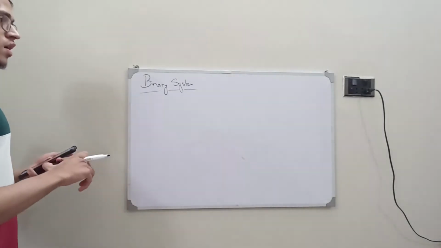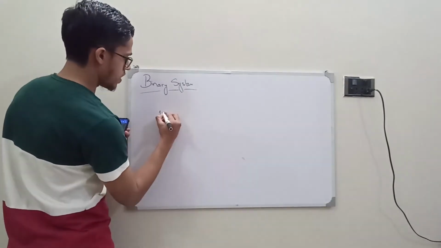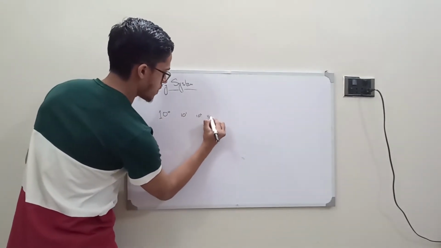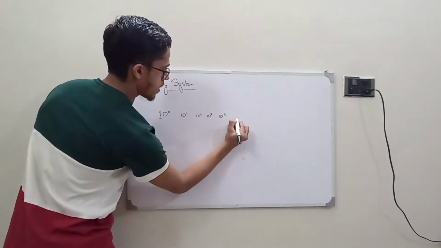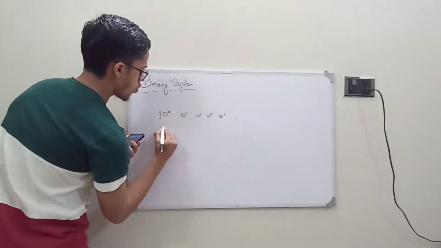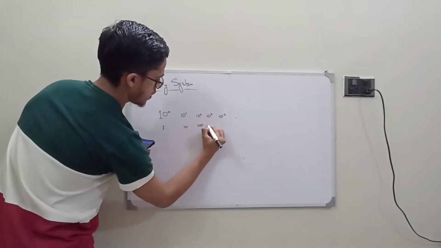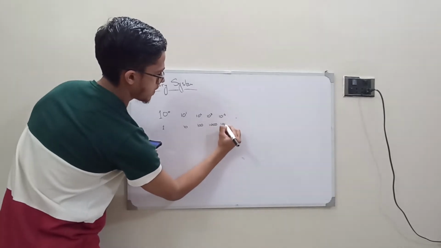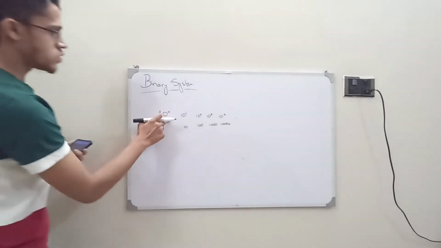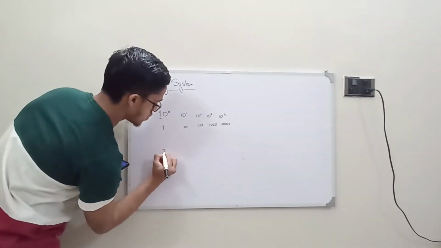I'm going to start with the base power of 10. I hope you are all familiar with it: 10 power 0, 10 power 1, 10 power 2, 10 power 3, 10 power 4 and so on. 10 power 0 stands for 1, 10 power 1 stands for 10, 10 power 2 stands for 100, then 1000 and then 10,000. Similarly, in computer science, instead of using the base of 10, we use the base of 2.